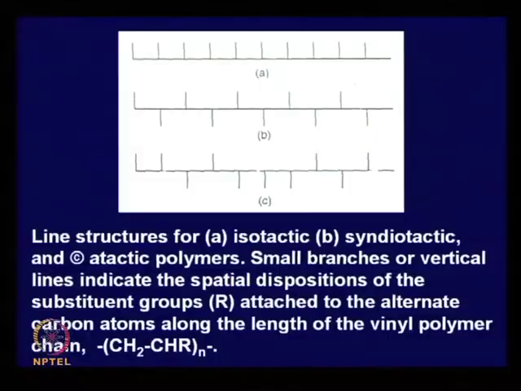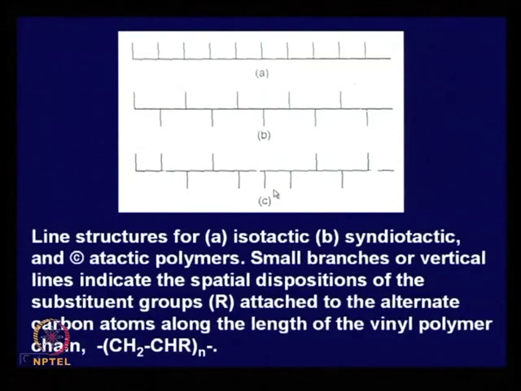Then what is atactic, what is isotactic, what is syndiotactic? Look at this structure. Here you see this is one configuration, this is another configuration, this is another configuration. Now, these two configurations are symmetric configurations. If this is isotactic, this is syndiotactic configuration, and here you see there is no symmetry, there is no regularity in the position of the side groups. So, this is atactic configuration.